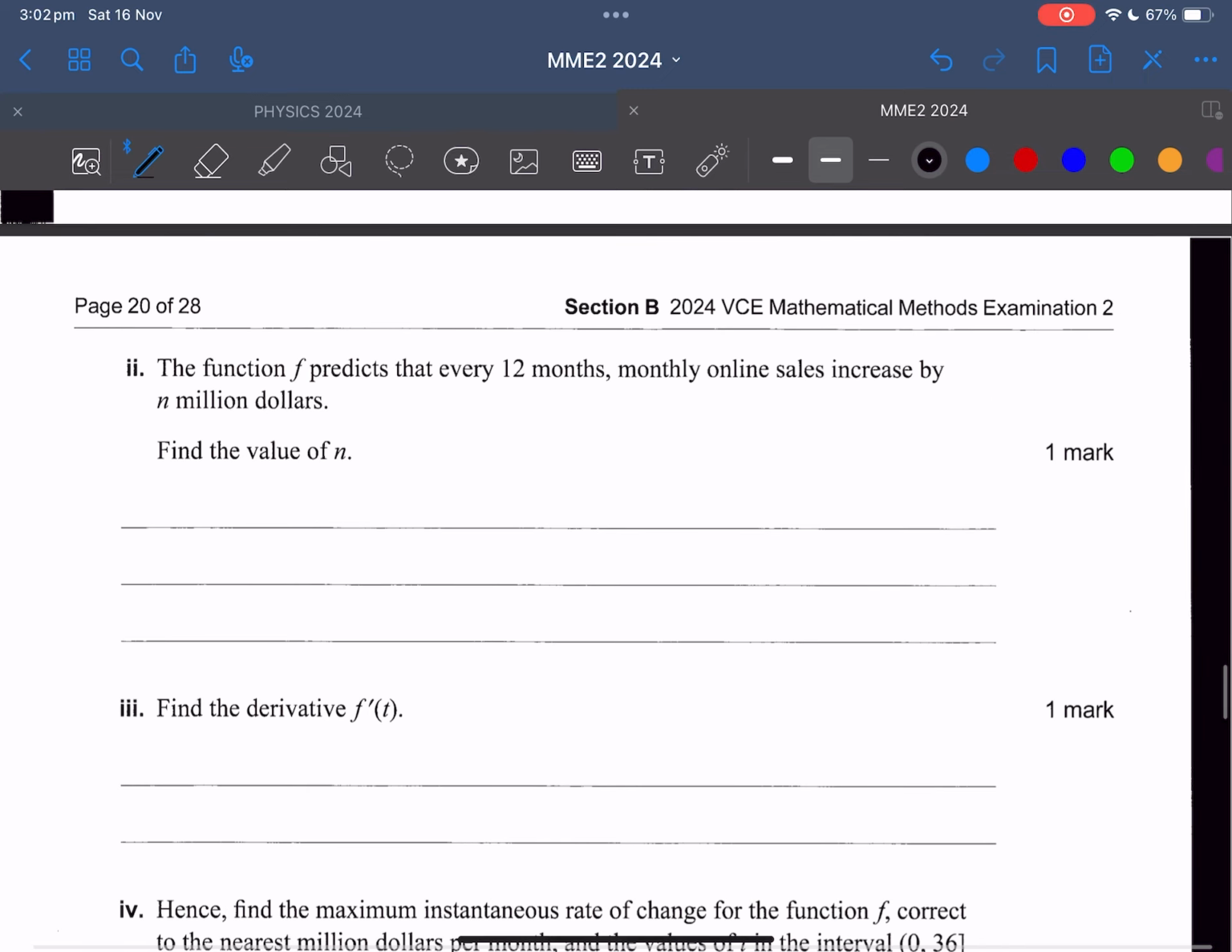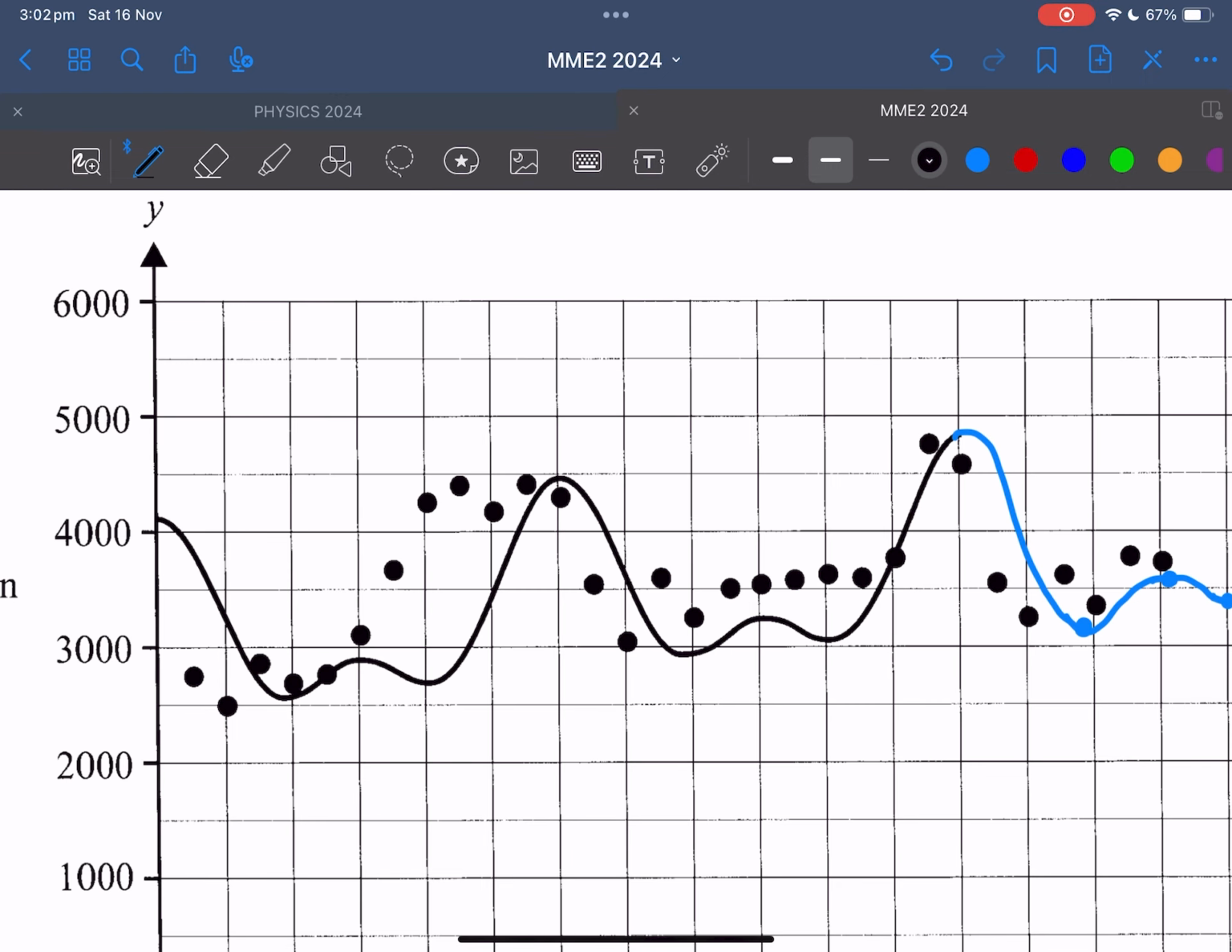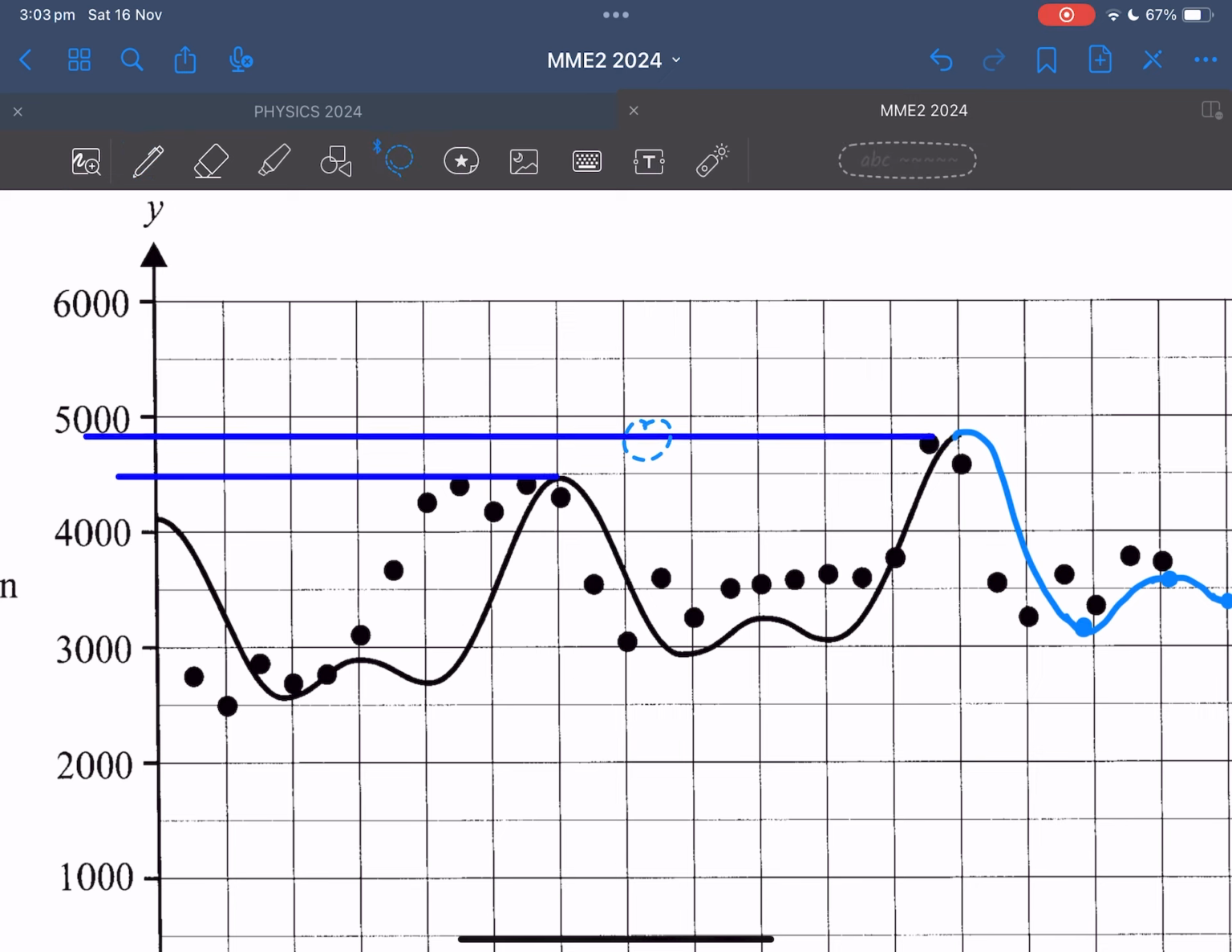So the function f predicts that every 12 months, monthly online sales increase by $n million. Find the value of n. Okay, so in that case, what the question is basically asking us, let me just draw a couple of lines here. So here, and then the maximum here as well. So here, and I'll just move this a bit up, like so. Okay, so the distance between this and this, and this and this is fixed according to the question. So all we have to do is to find that distance basically.